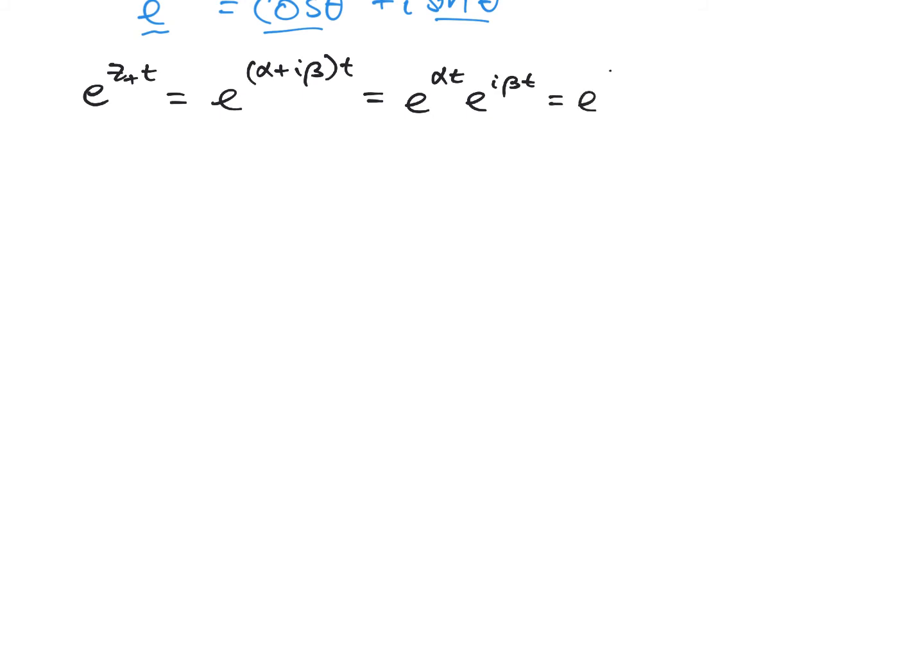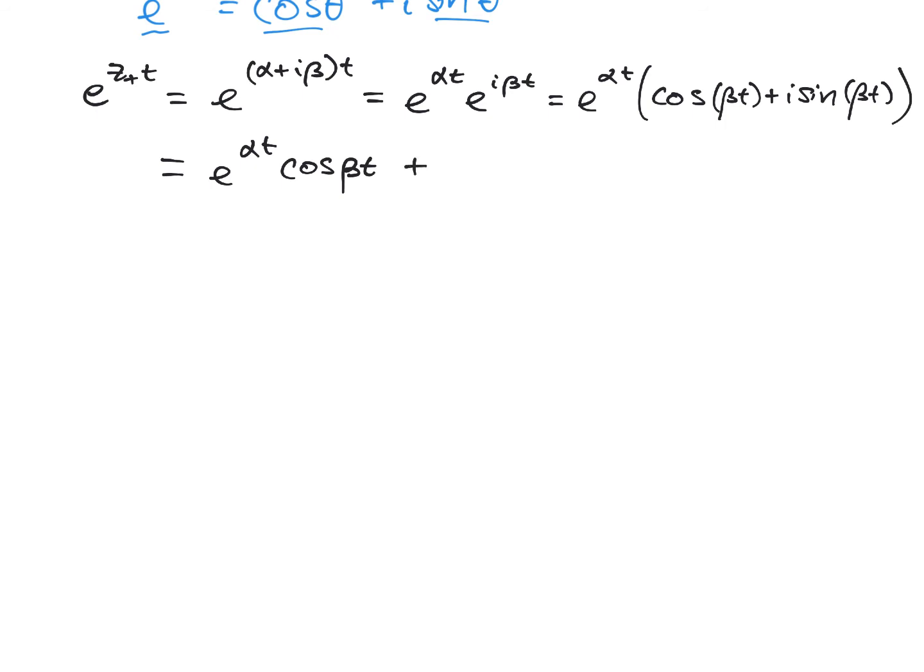And using Euler's formula, we get e to the alpha t, so that's kind of real. And then we get a cosine beta t plus i sine beta t. And then we could also write that as e to the alpha t cosine beta t plus i e to the alpha t sine beta t. So our complex function has this real part and an imaginary part.